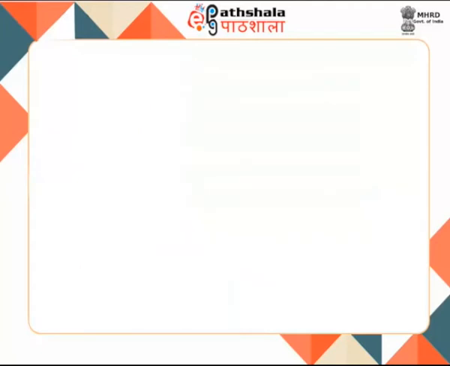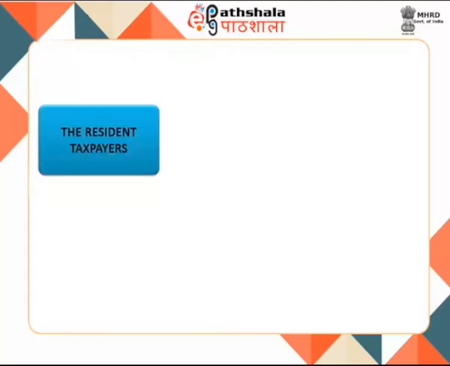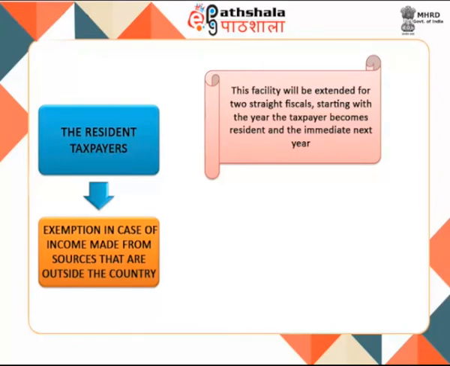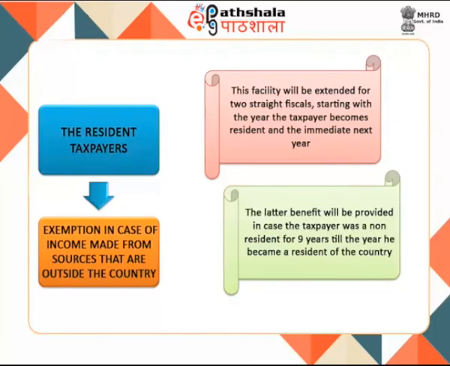The category of resident but not ordinarily resident will be removed. The resident taxpayers will be provided exemption in case of income made from sources that are outside the country, but this facility will be extended for two straight fiscals, starting with the year the taxpayer becomes resident and the immediate next year. The latter benefit will be provided in case the taxpayer was a non-resident for 9 years, till the year he became a resident of the country. It is expected that this will increase the amount of assessees who can be subjected to taxation in India on the basis of their global incomes.